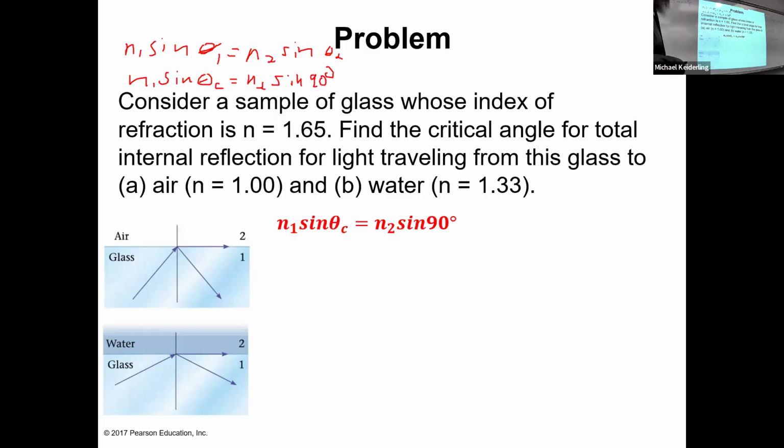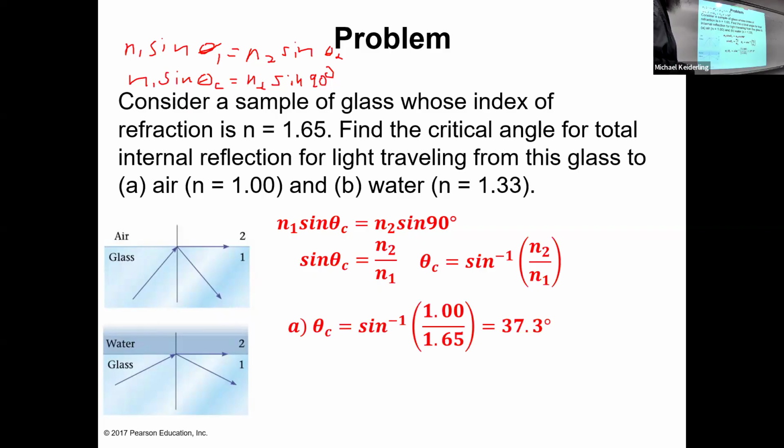So here, n1 times sine of the critical angle is going to equal n2 times sine of 90 degrees. Sine of 90 degrees is 1. So the sine of the critical angle is just n2 over n1. So the critical angle is the inverse sine of n2 over n1.